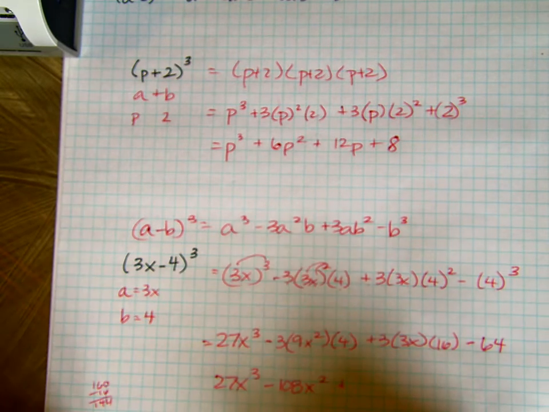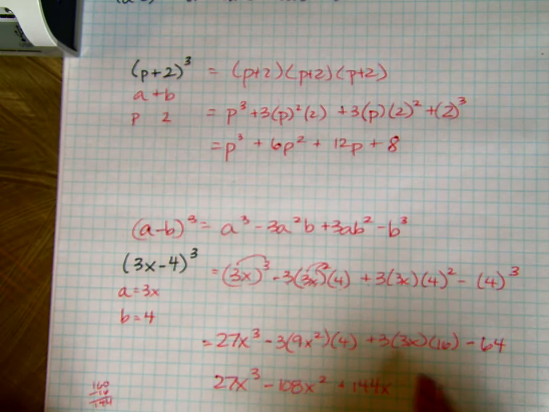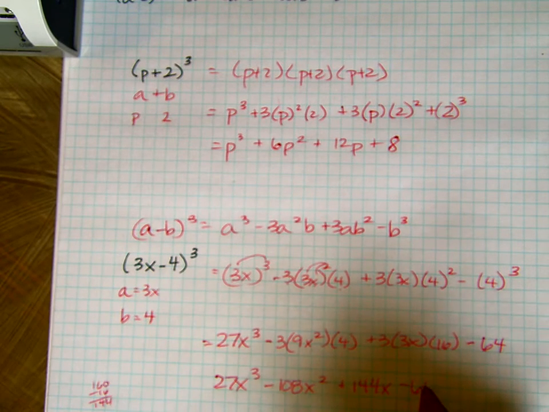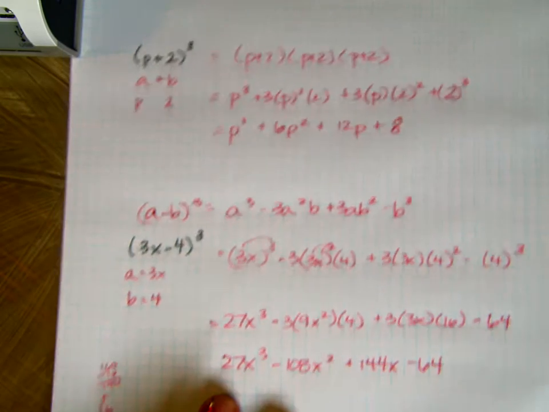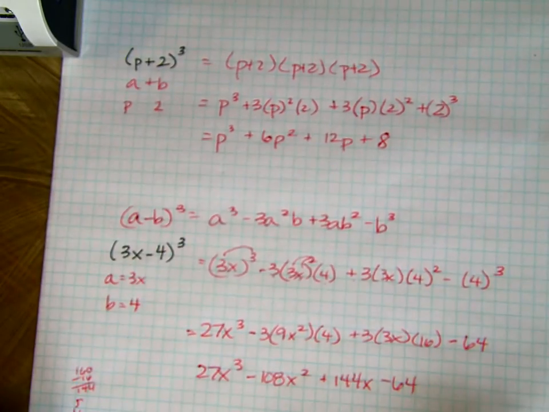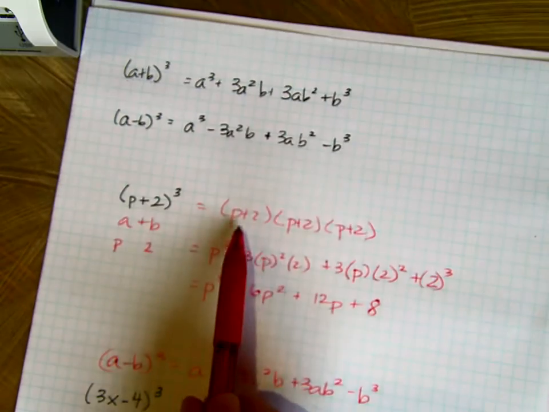I left my calculator somewhere else. I'm just going to go with it. 144x. 16 times 9 is 54. Carry the 5. Sure enough. Minus 64. Okay. So that's using that cubic pattern if you can. Again, if not, just go ahead and use your distributive property.